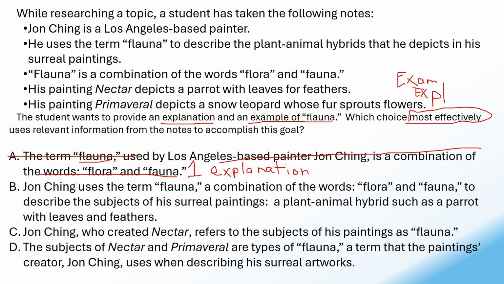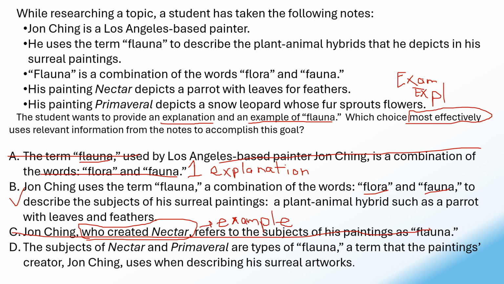So choice B says, John Chang uses the term fauna, a combination of the words flora and fauna, to describe the subjects of his surreal paintings, a plant-animal hybrid such as a parrot with leaves. This is a possibility, so we'll put a check mark. Choice C: John Chang, who created Nectar, refers to the subjects of his paintings as fauna. So he created Nectar. It's an example. Does it give you the explanation? No, it doesn't.